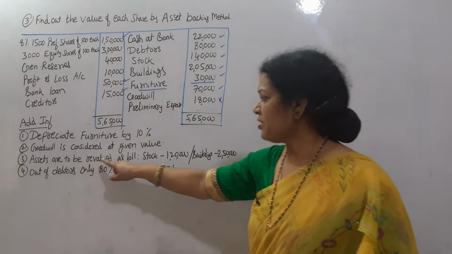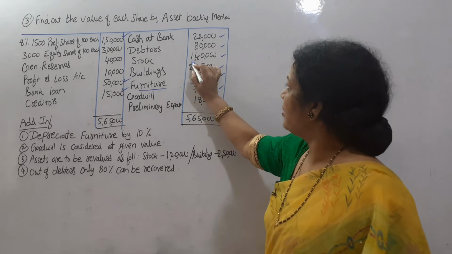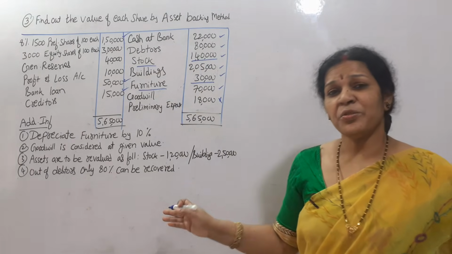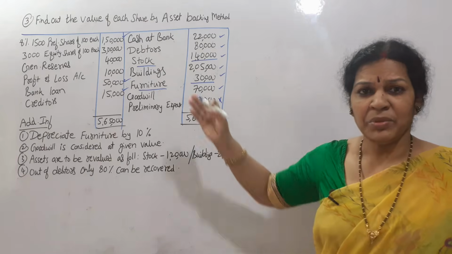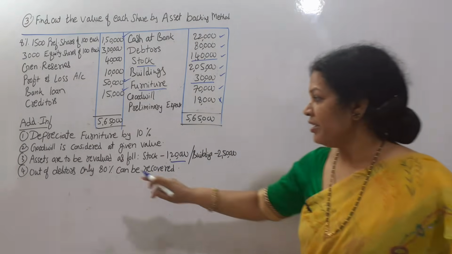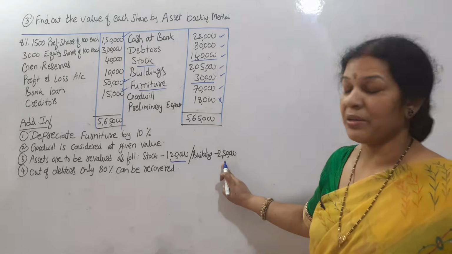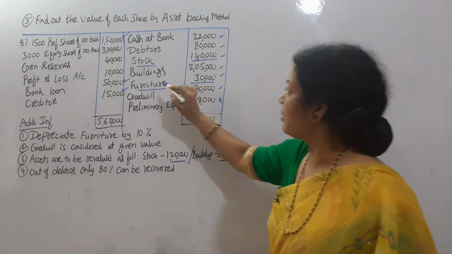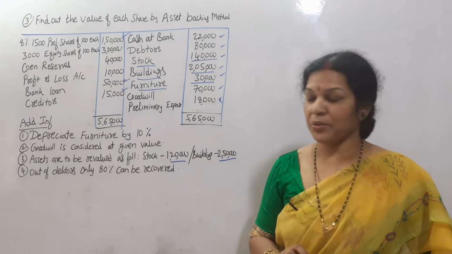Next, assets are to be revalued as follows. Stock 1,20,000. Stock here is 1,40,000, but they are asking us to take it as 1,20,000, which means a decrease. Same thing, we are going to take 1,20,000, not 1,40,000. In the same way, revalue the building at 2,50,000. What is the building value? 2,05,000 is given. So we are going to consider 2,50,000.